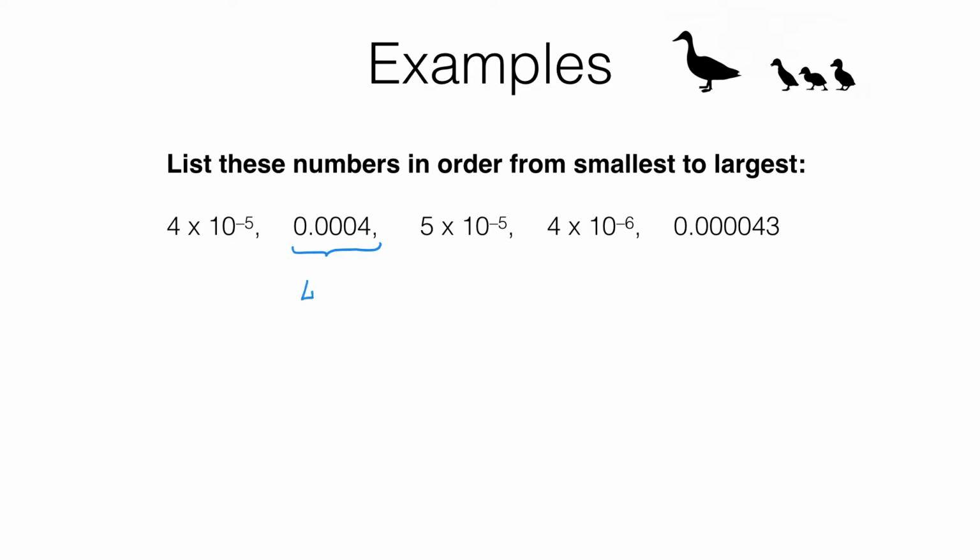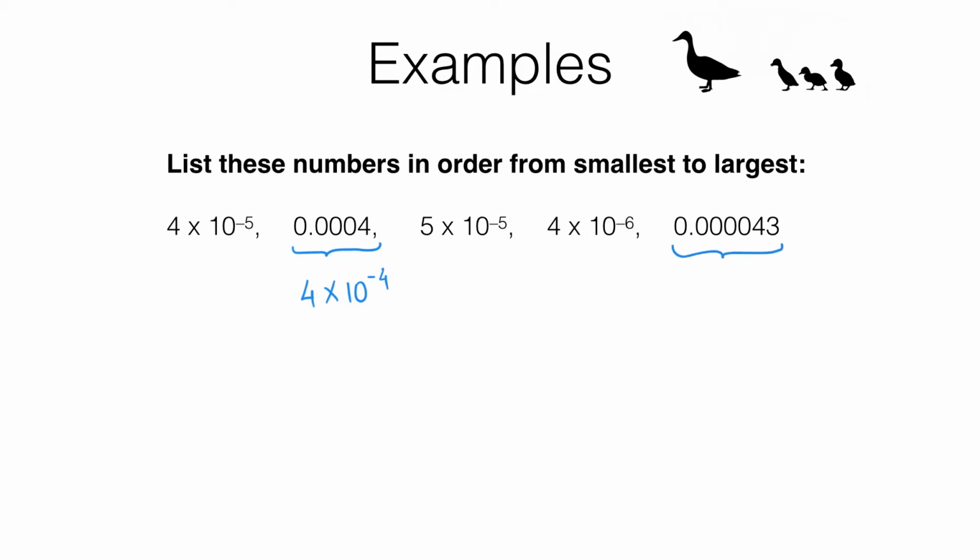0.0004 is 4 times 10 to the power of negative 4. So if we start off with a 4 and we need that to end up in this place value column, it's moving from the units column where it currently is 1, 2, 3, 4 columns to the right. That's why we multiply by 10 to the power of negative 4.